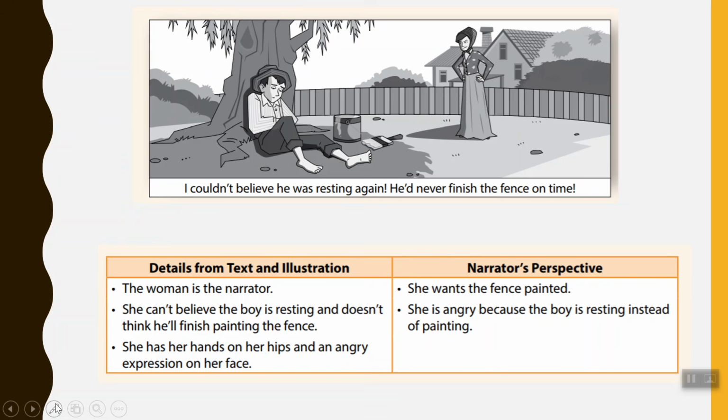We can see the text in the story says, "I couldn't believe he was resting again. He never finished the fence on time." So the details from the text and the illustration tell us that the woman is the narrator. She can't believe the boy is resting and doesn't think he'll finish painting the fence. She has her hands on her hips and an angry expression on her face. So, because she is the narrator, we get her perspective. She wants the fence painted, and she is angry because the boy is resting instead of painting.